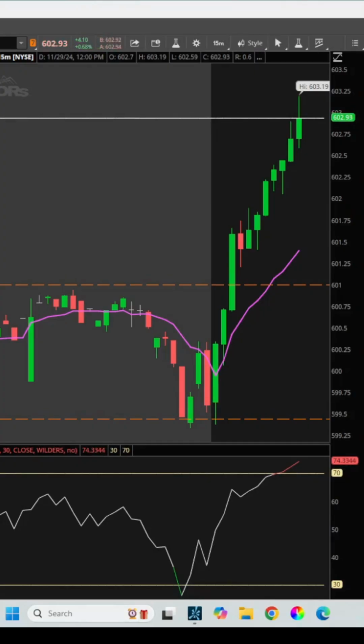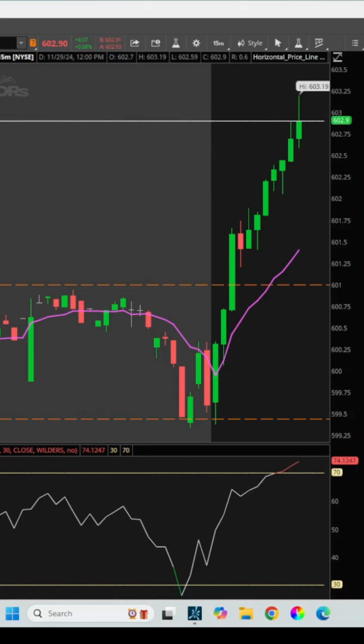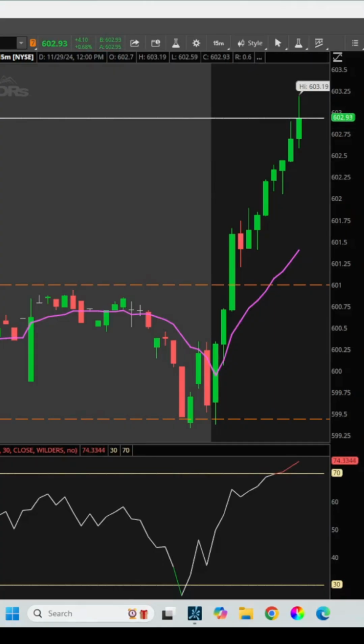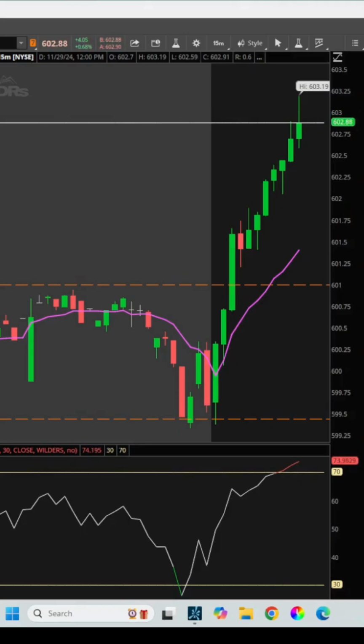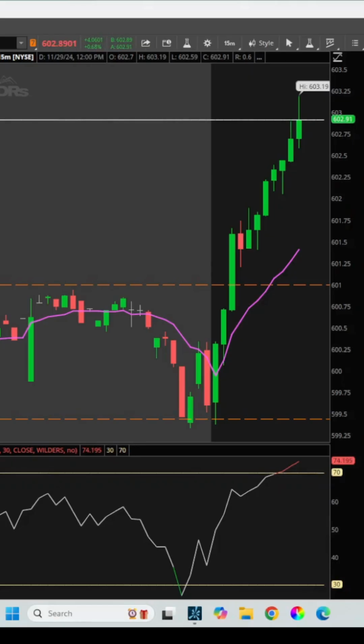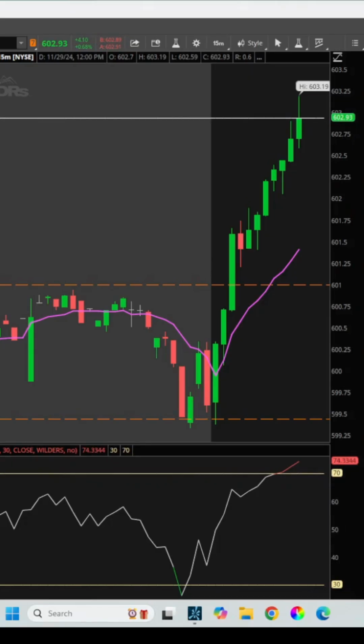Understand the VWAP line behavior. Above VWAP: when the price is above the VWAP, it indicates bullish sentiment, i.e., the stock is trading above its average price for the day. Traders often see this as a signal to take long positions. Below VWAP: when the price is below the VWAP, it signals bearish sentiment, i.e., the stock is trading below its average price for the day. This could indicate a potential short opportunity.